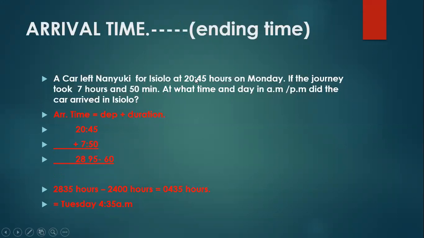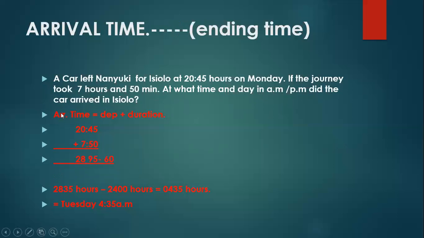These signs are not supposed to be here, no problem. Just read this one as 20:45 hours without this one, because we don't have AM or PM. Then the question is at what time and day in AM or PM. So when you see in AM or PM, it means in 12-hour clock system did the car arrive in Isiolo.